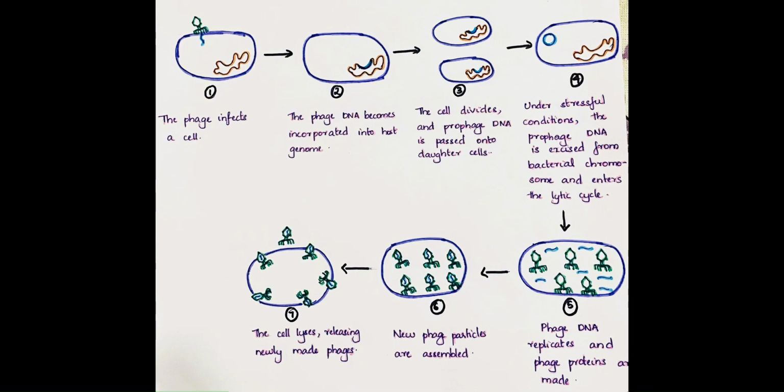The phage DNA then replicates and phage proteins are made. New phage particles are assembled. The cell lyses, releasing newly made phages. So this is all about the viral replication cycles, that is lytic and lysogenic cycle.